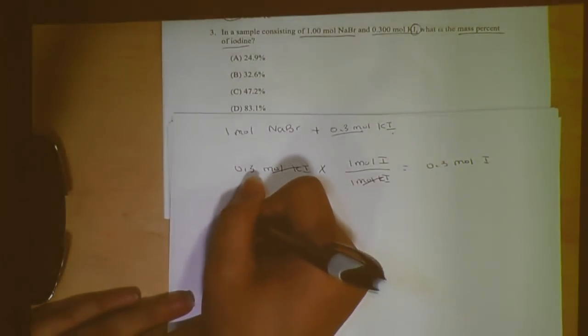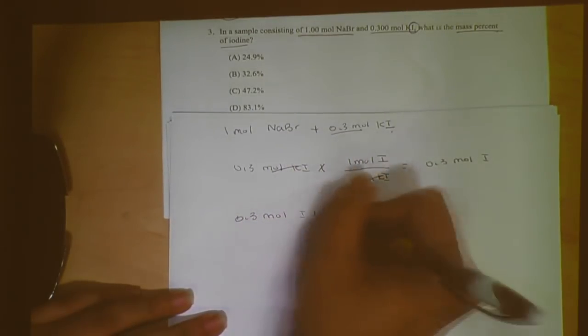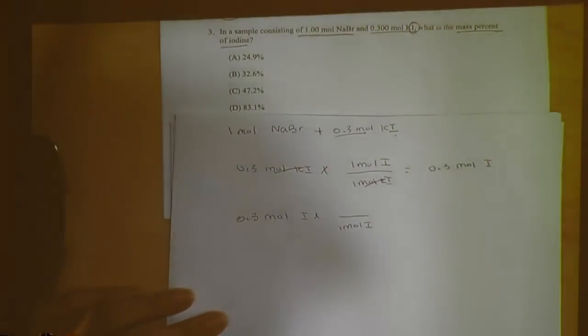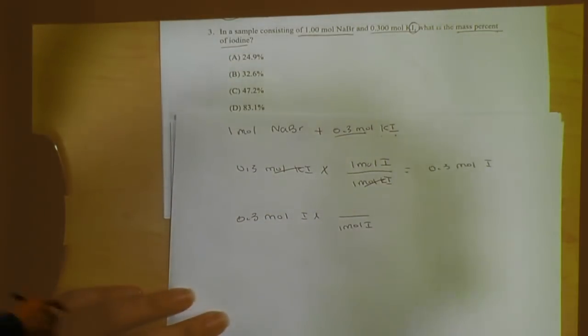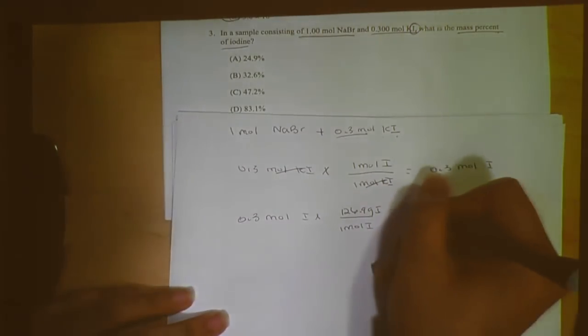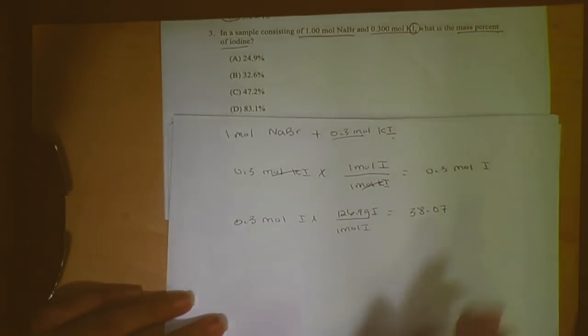I want to convert that to grams, because it's always looking for mass percent. So 0.3 moles I times 1 mole I, and I is 126.9 grams I. So 126.9 times 0.3 gives you 38.07 grams I.